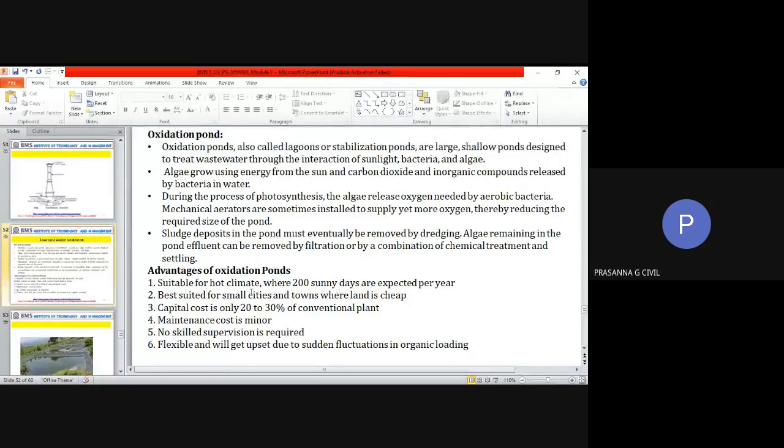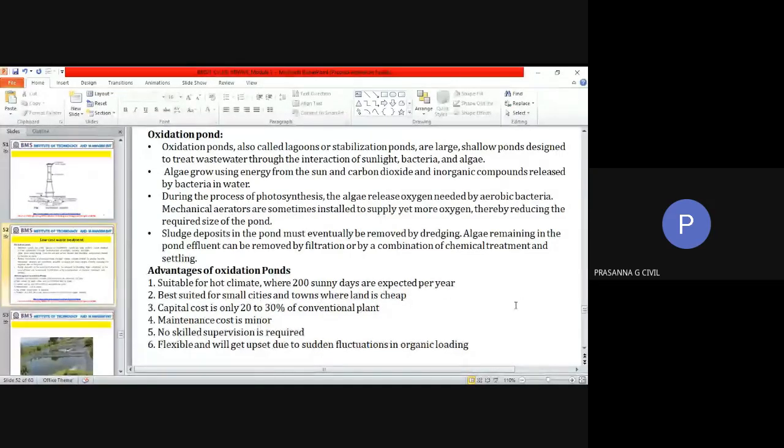Advantages: suitable for hot climate, especially in climates like India, and the UV radiation from the sun will also have some disinfecting action. So it's very good. Best suited for small cities and towns, but land has to be cheap because you're losing land area here. Capital cost is only 20 to 30%. Hence, it is called low cost. Maintenance cost is very less. Dredging, removing, cleaning after so many years, whatever material is getting deposited. That is the only thing.